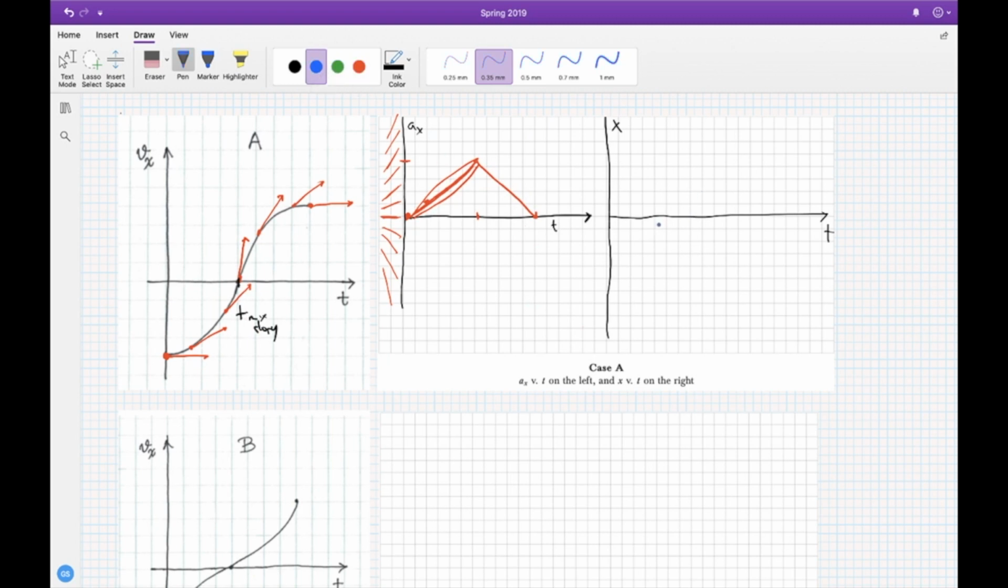Now let's go ahead and go over to the position versus time graph. This is probably the trickiest part. I'll be honest, this is probably the trickiest part. It's a little bit hard going backwards from velocity to position. So let's try our best to go through it slowly.